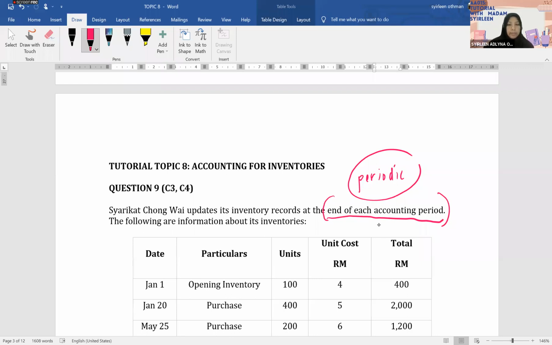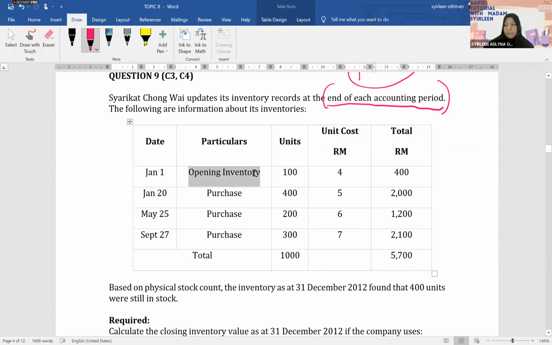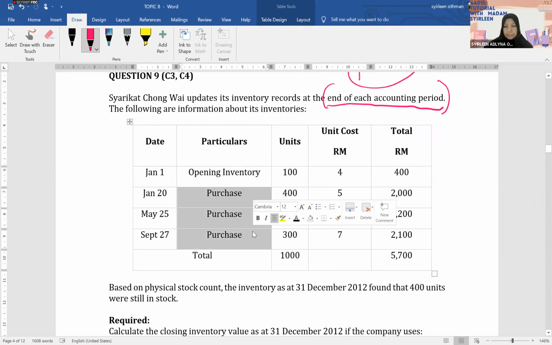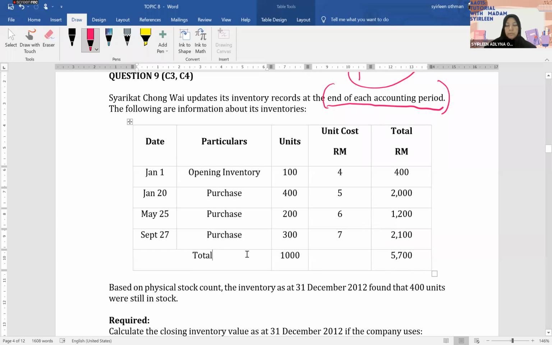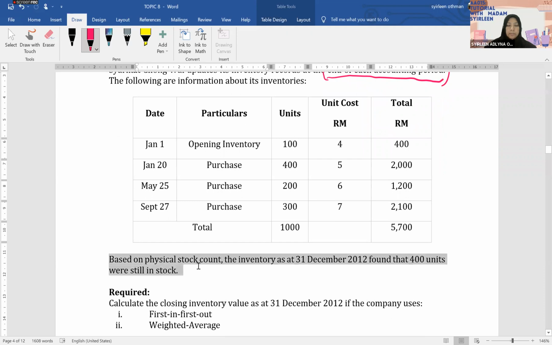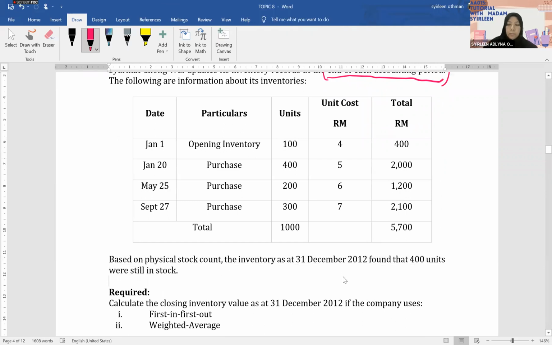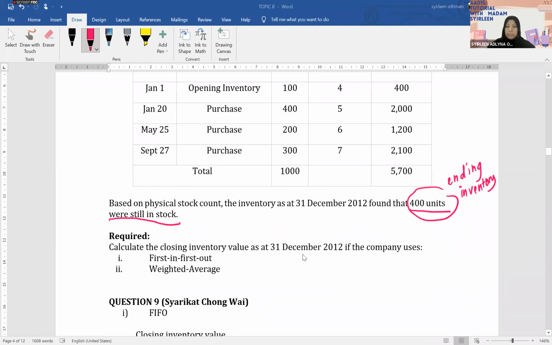Okay, alright. And then soalan ni kalau you tengok, dia bagi you opening inventory and then dia bagi you purchase. Tak ada sales kan? So memang dia tak suruh awak kira sampai gross ataupun COGS lah. Sebab memang impossible to have the COGS because you don't have any sales. Okay, tapi dia dah bagi tahu dekat situ, based on the physical stock count, dia dah dapat 400 were still in stock. This is actually your ending inventory. Okay, dah bagi, tak payahlah kira. Sebab you kira macam mana pun you tak dapat extra marks. Okay, marks you tinggal kat situ je. Okay, buang masa.